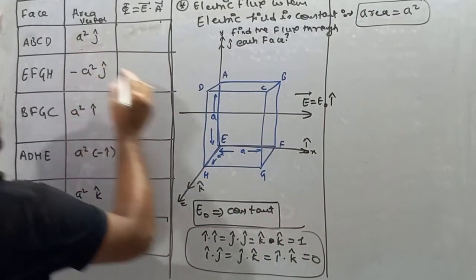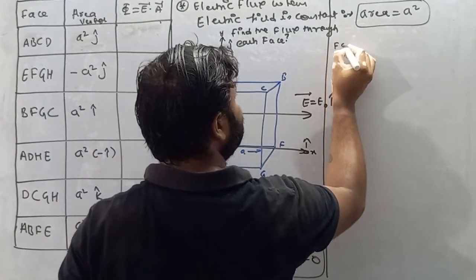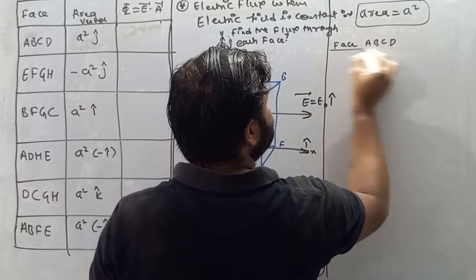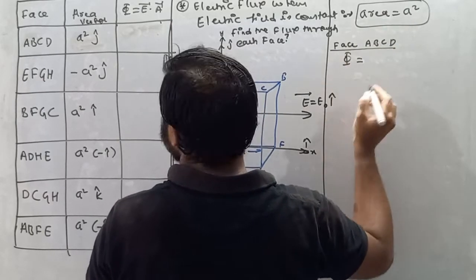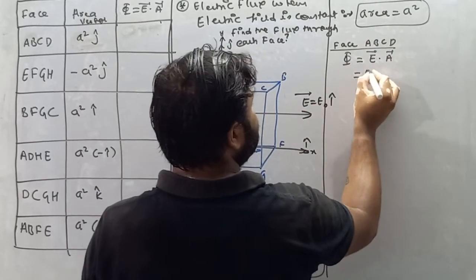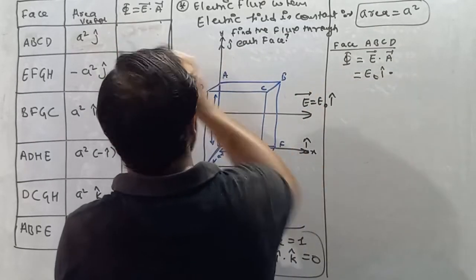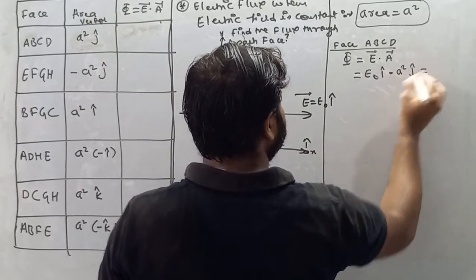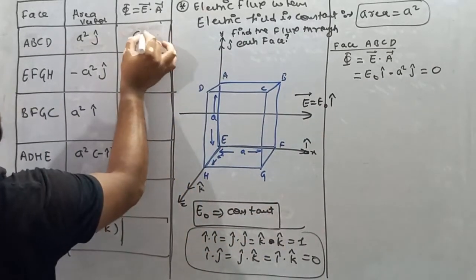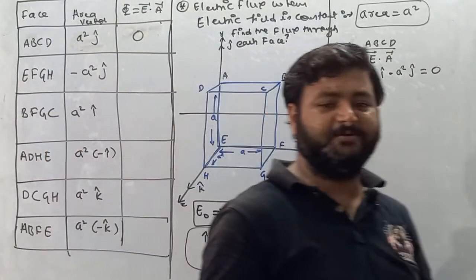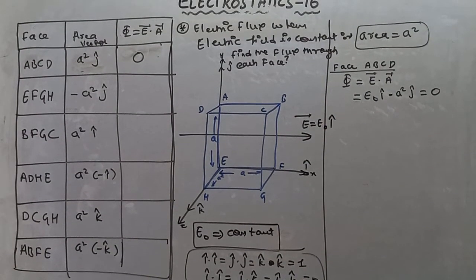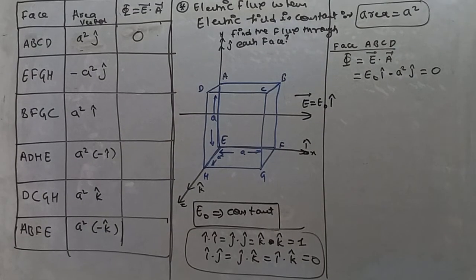So we know that for face ABCD, flux is equal to E vector dot A vector. E vector is basically E naught i cap dot A square j cap. We know that i dot j is 0, so flux is 0. In this case flux is 0, and as I already told you, when no electric field lines are passing through the given area, then we say flux is equal to 0.